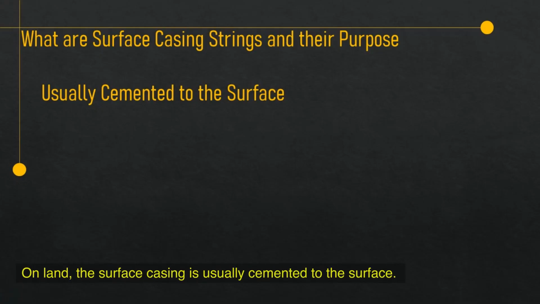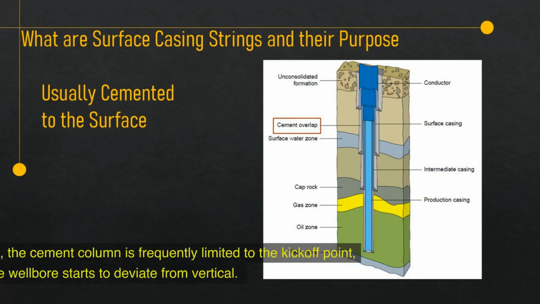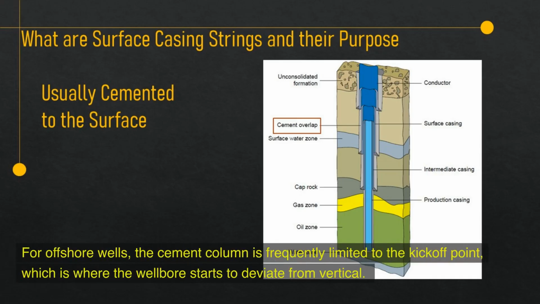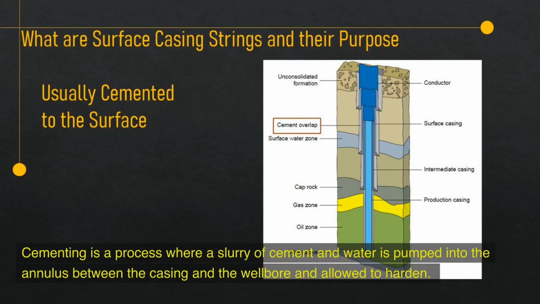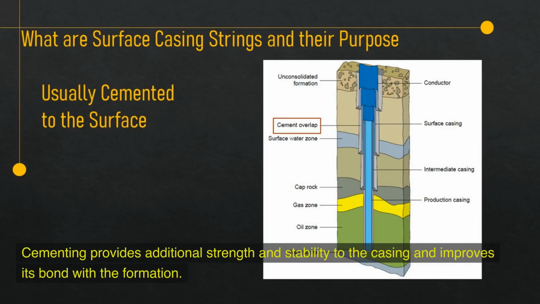On land, the surface casing is usually cemented to the surface. For offshore wells, the cement column is frequently limited to the kickoff point, which is where the wellbore starts to deviate from vertical. Cementing is a process where a slurry of cement and water is pumped into the annulus between the casing and the wellbore and allowed to harden. Cementing provides additional strength and stability to the casing and improves its bond with the formation.